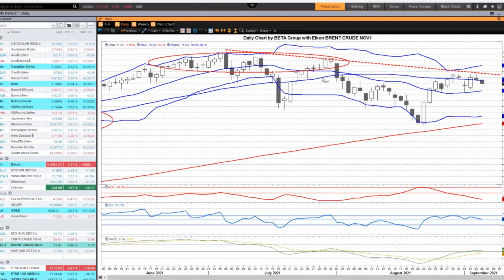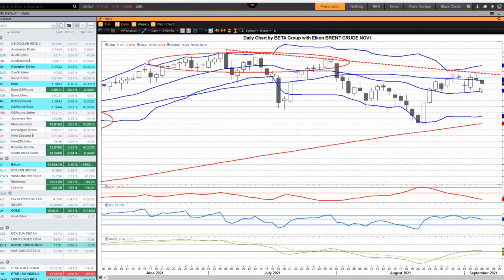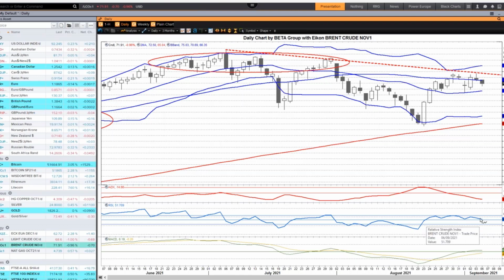Long and thin cigar here, so the declining tops in here, and here we're turning down. So it's a weak start to the week here. The RSI is turning down. The MACD is still positive here. The ADX is only at 14. No strong trend in this here.